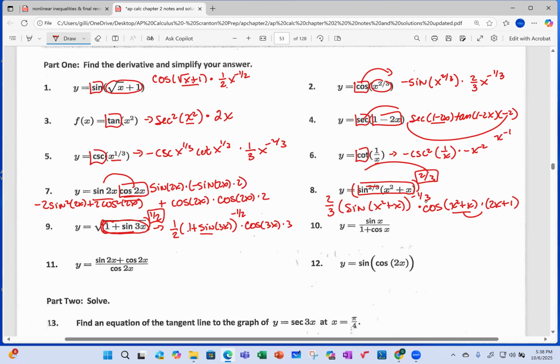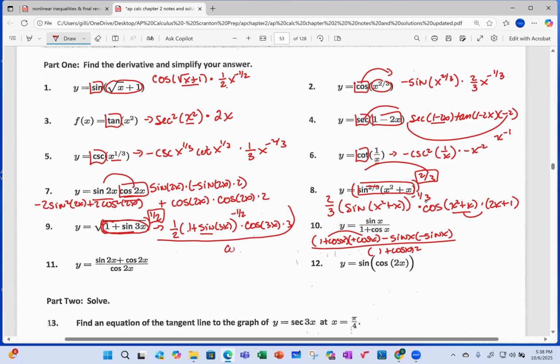And number 10, finally, I got a quotient. I got to do a quotient rule. I don't know if I have enough room here, but I'm going to do my best. So it's going to be the bottom times the derivative of the top, which would be plus cosine of x, minus the top times the derivative of the bottom, which is just negative sine, all over the bottom squared. And this cleans up, I think, pretty nicely. Some pretty cool trig here. So I'm going to distribute through.